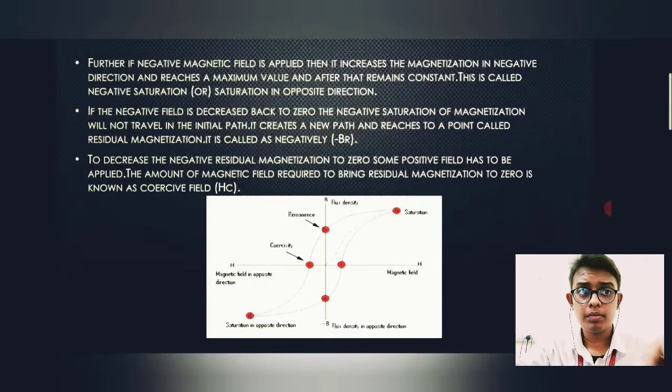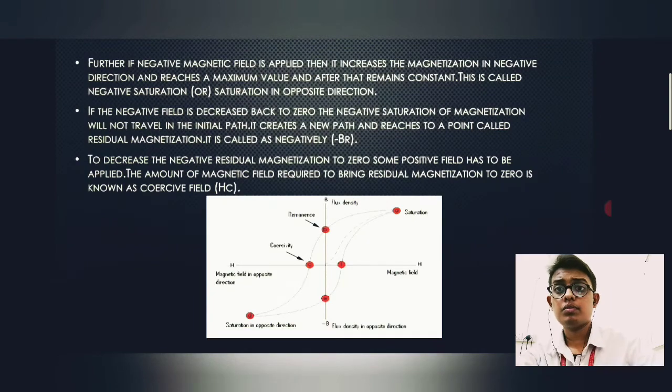If the negative field is decreased back to 0, which means there is no negative field, the negative saturation point will not travel in the same path. It creates a new path and reaches a certain point called the negative residual magnetization. To decrease the negative residual magnetization to 0, some positive field has to be applied. The amount of positive field required to bring the residual magnetization to 0 is known as the coercive field, which is denoted as F in the figure.